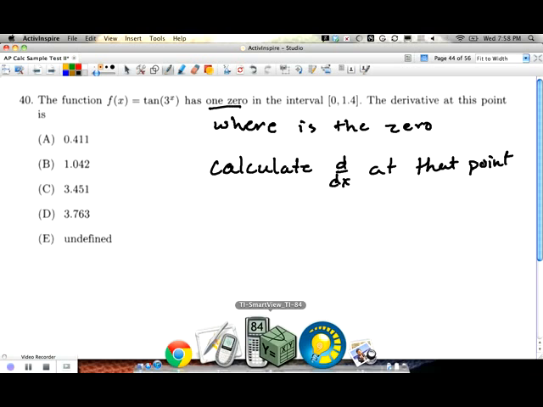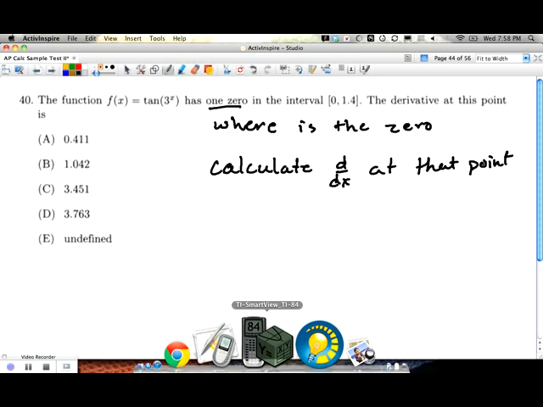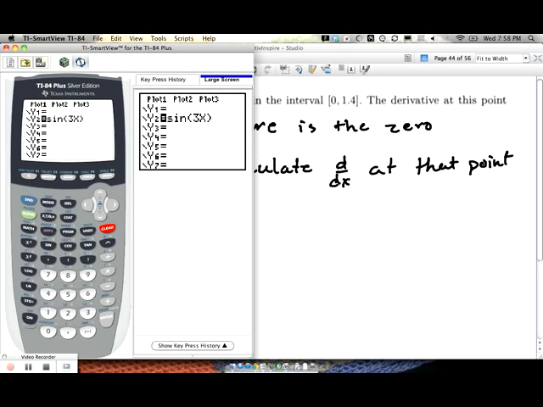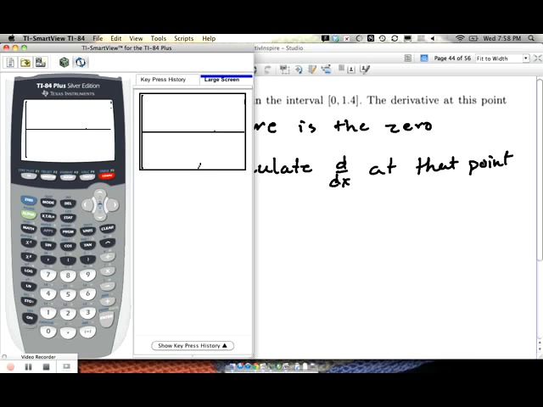We've got tangent of 3 to the x on the interval 0 to 1.4. So I go back to my y equals and clear these. We have tangent of 3 to the x, and our window is from 0 to 1.4. Let's see what our graph is. So there's our zero right there.